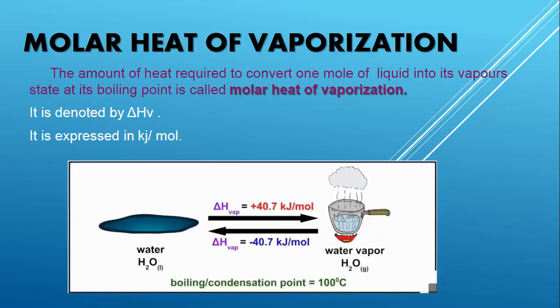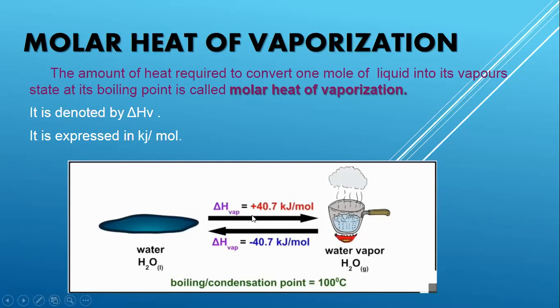The next is molar heat of vaporization. The amount of heat required to convert 1 mole of liquid into its vapor state at its boiling point is called molar heat of vaporization. That is simply, you have to convert liquid into its vapor state, and that should occur at its boiling point. This is denoted by ΔHv and it is expressed in kilojoule per mole.